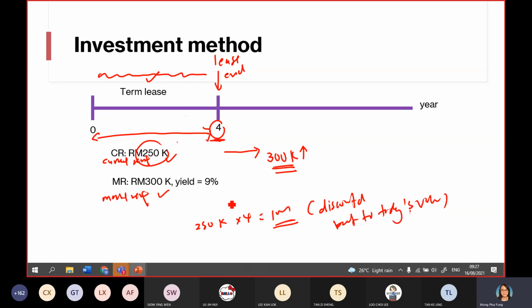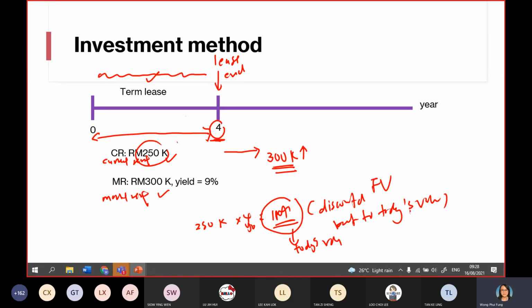I repeat again. For this part, common sense, you will think that, oh, 250,000 times 4 years, then I got 1 million income in the future. Yes, correct. But we are valuing today. We want to know the value today. That's why you need to discount the 1 million, the future value, to today's value, to reflect the current situation.